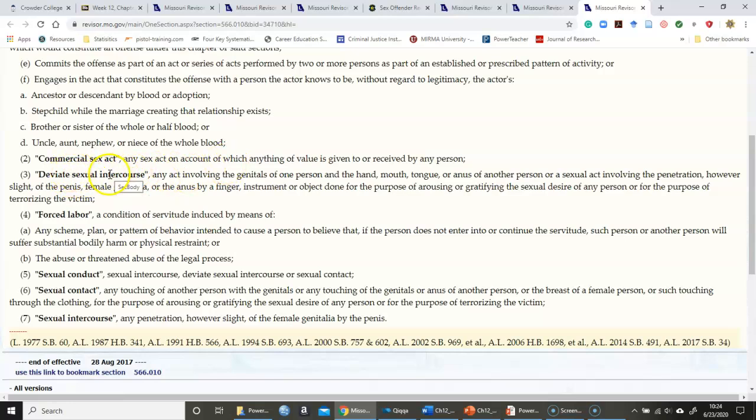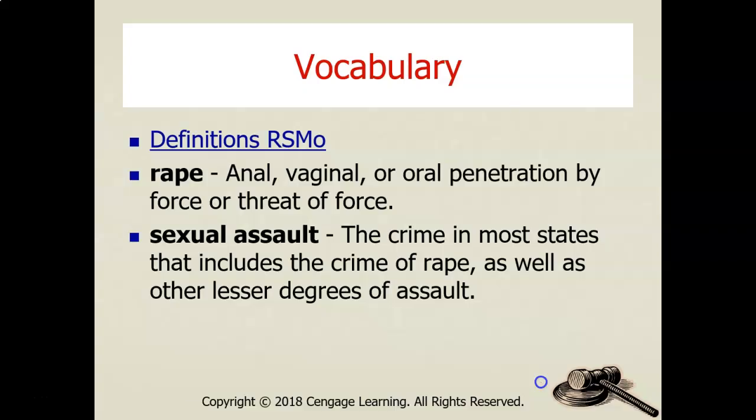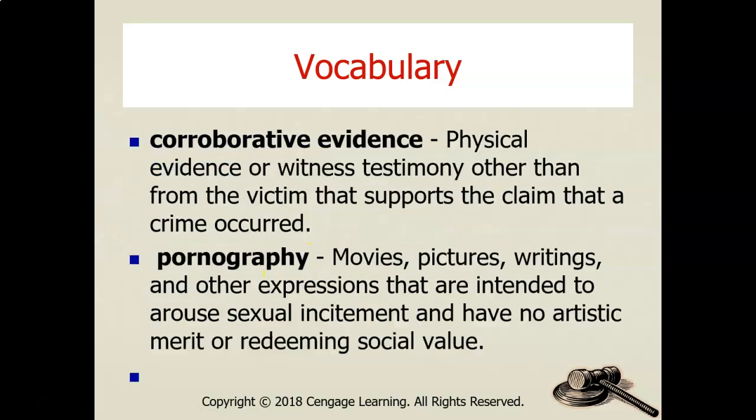So commercial sex act, deviant sexual intercourse, forced labor, and then keeping these straight: sexual conduct versus sexual contact versus sexual intercourse. So keeping those straight as far as exactly what they are. Sexual conduct basically is all of these together. So when we start talking about those activities or looking at the criminal statute, that's what we're talking about there. Rape: anal, vaginal, or oral penetration by force or threat of force. Sexual assault: the crime in most states includes the crime of rape as well as lesser degrees. Like we talked about before, those three definitions, which one are we looking at?